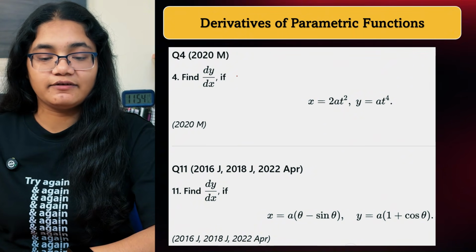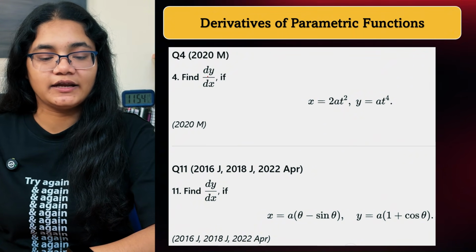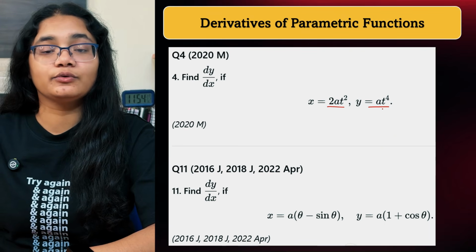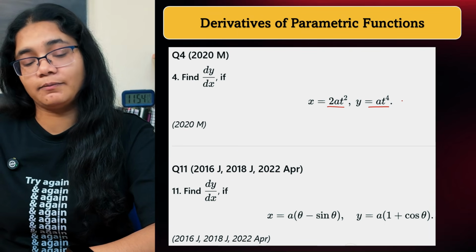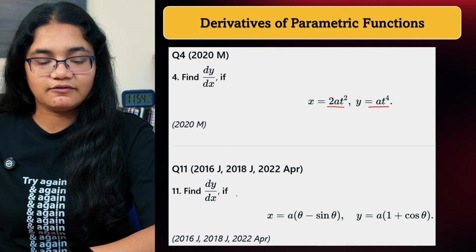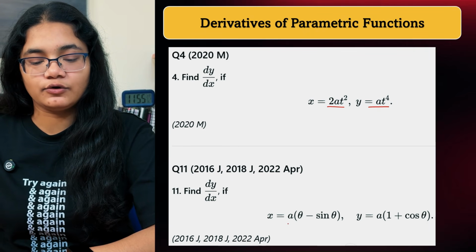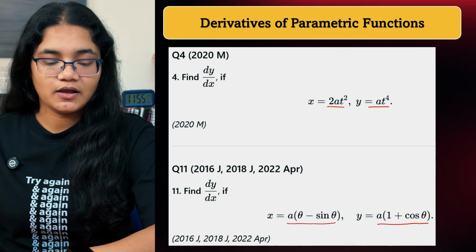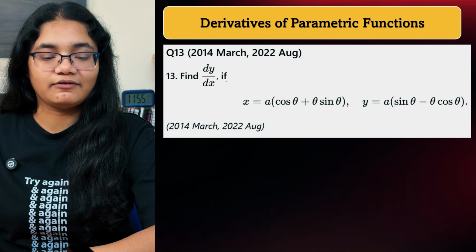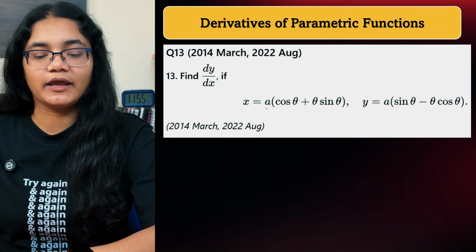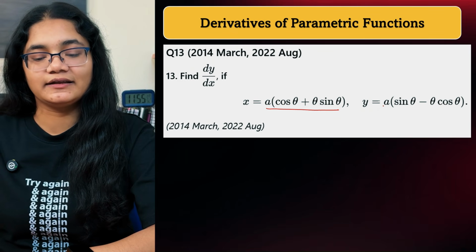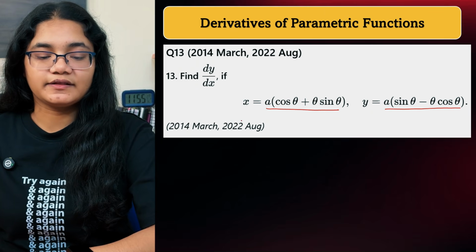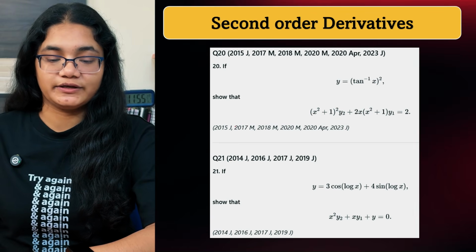Next, derivatives of parametric functions. Find dy/dx if x = 2at² and y = at⁴. Similarly, find dy/dx if x = a(θ − sin θ), y = a(1 + cos θ). Next, find dy/dx if x = a(cos θ + θ sin θ), and y = a(sin θ − θ cos θ). This is an August 2022 question.